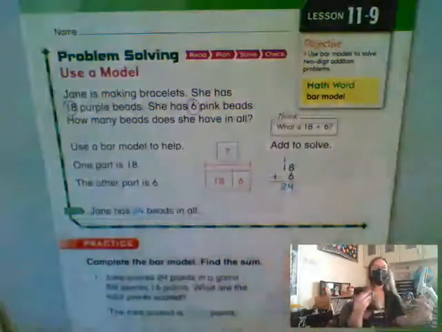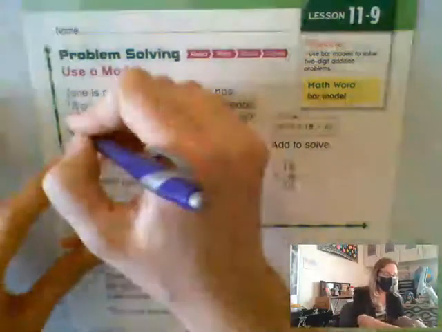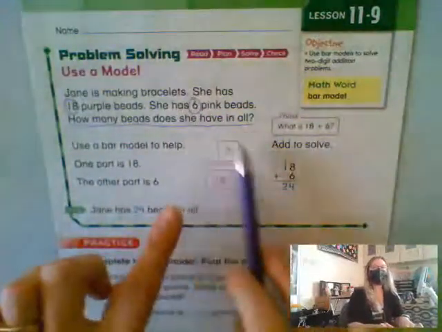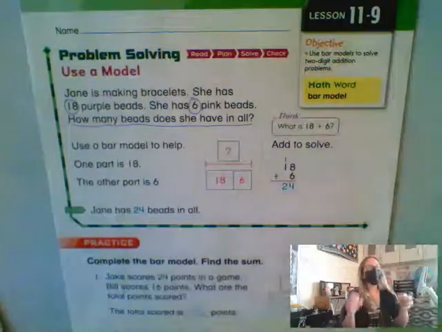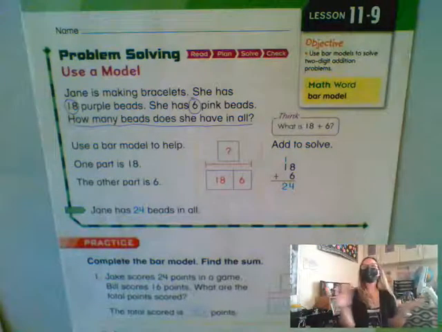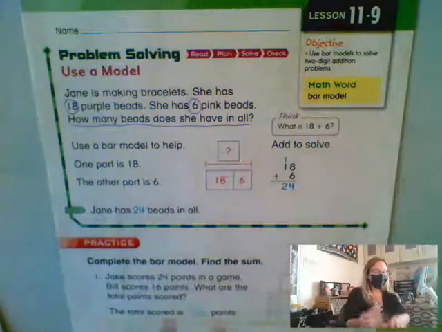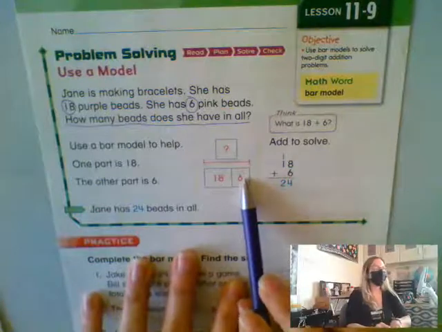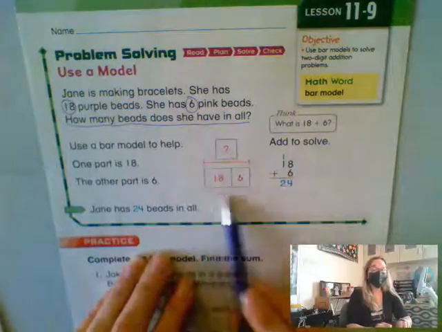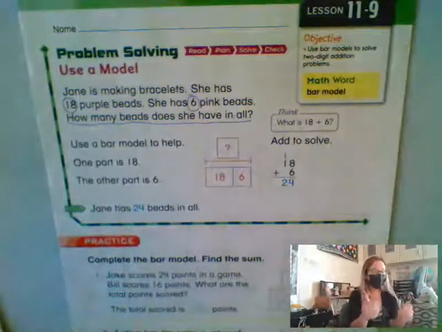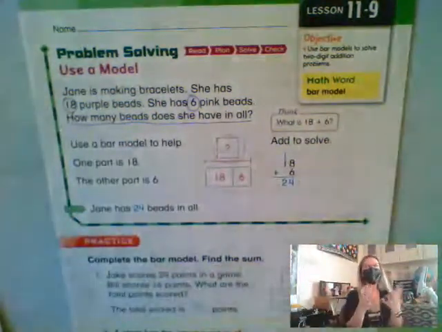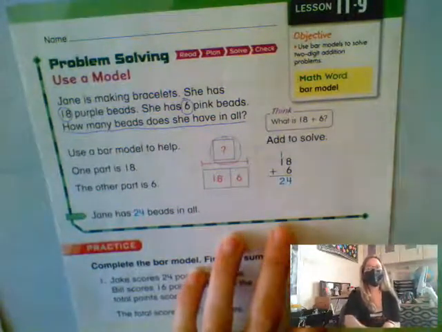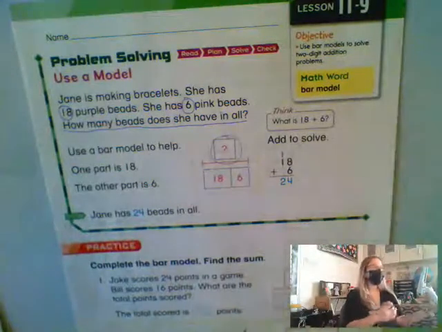The question that we have to find out, the answer we're looking for is, how many beads does she have in all? So it says you can use this bar model to help. Remember the part, whole addition? That doesn't go away just because the numbers get bigger. So the first part is our purple beads, 18. The second part is our pink beads, 6. So we're trying to figure out if I put 18 and 6 together, how many would I have in all? So they've stacked up their problems here, and they've thought about what is 18 plus 6.